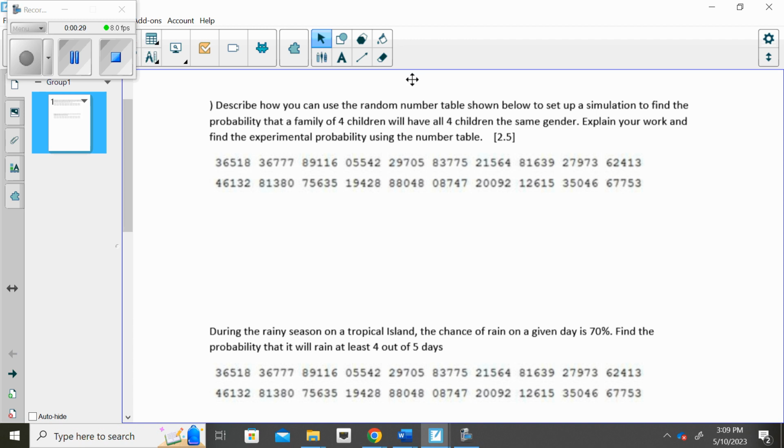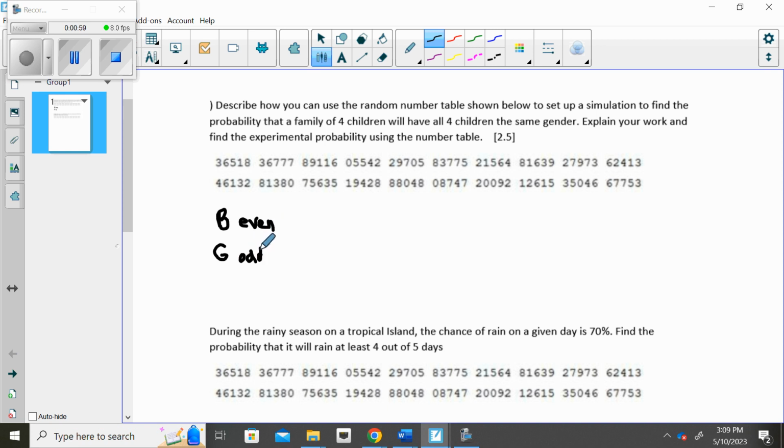We're going to be trying to find children of all the same gender in a family of 4. We know that the chance of a boy versus a girl is 50-50. So half of our digits, digits 0 through 9, have to represent boys and half have to represent girls. One possible way this could be done is evens and odds. It's totally up to you. You just have to decide before the experiment.